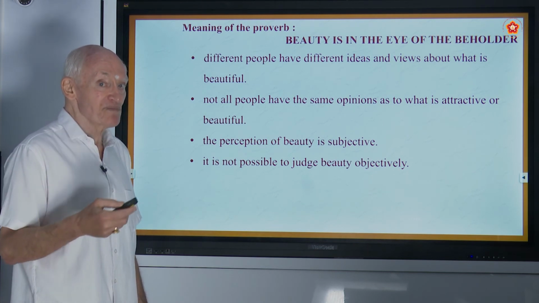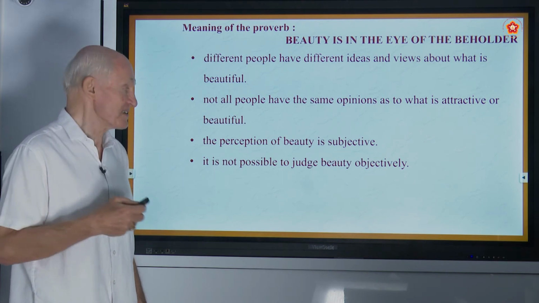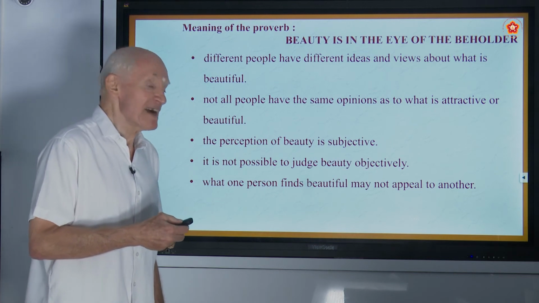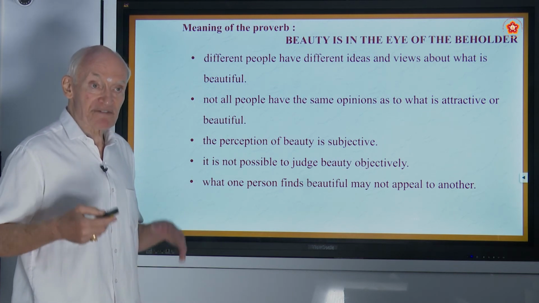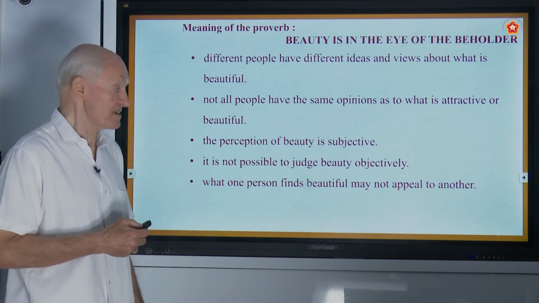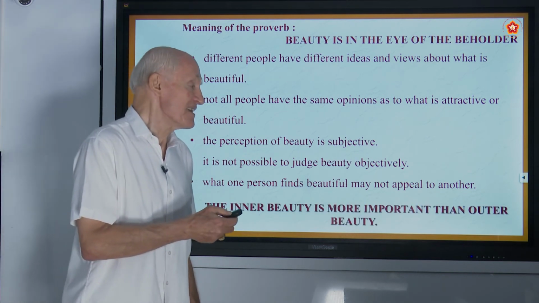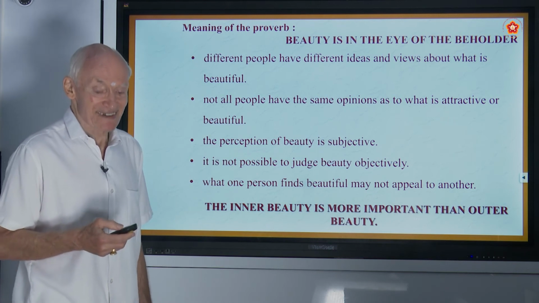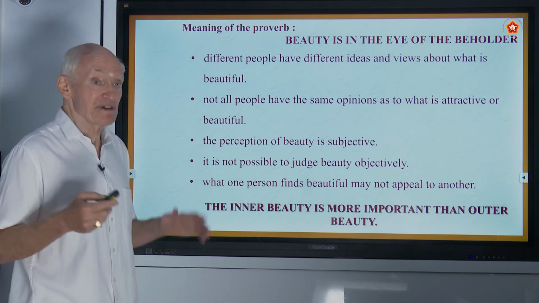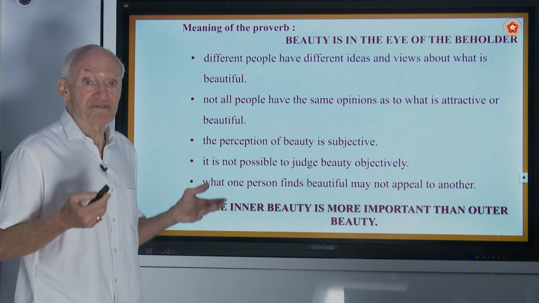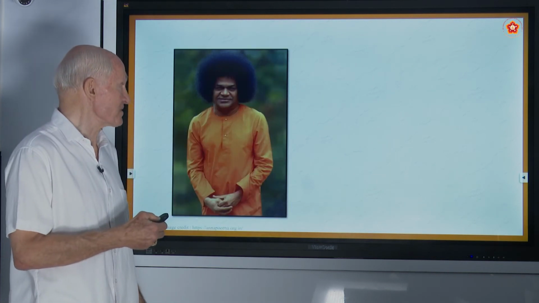We have to look at much more than just the outer. We have to look at the inner. What one person finds beautiful may not appeal to another. And we have to let everybody have their own opinion. The inner beauty is more important than the outer beauty. And so we all know that. There can be an older person, not very attractive outside, but inside they're full of love. And you like to be with them.